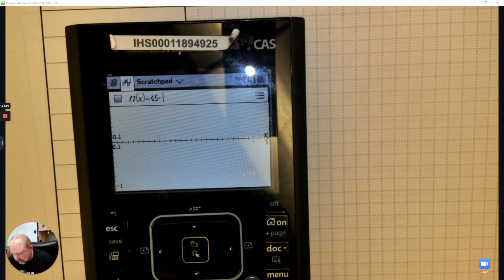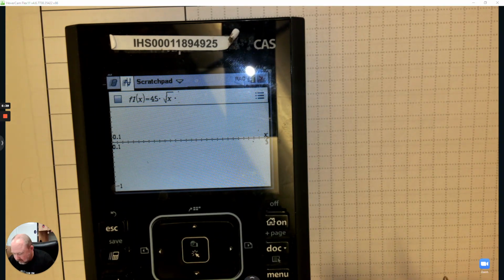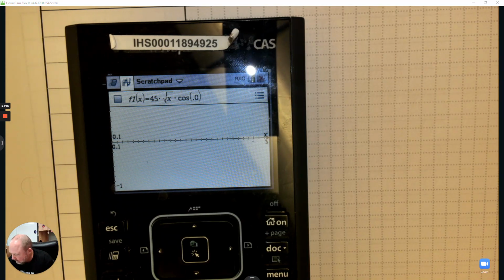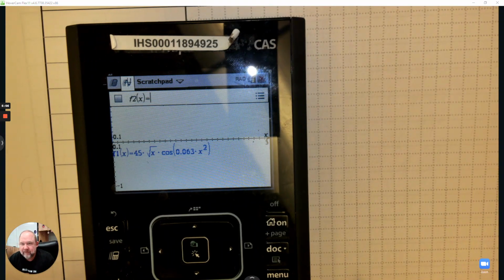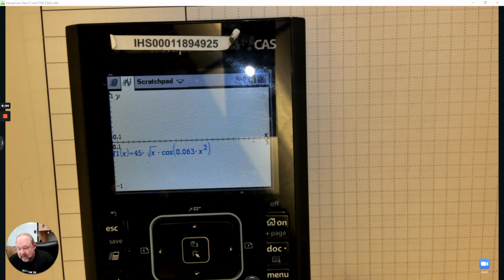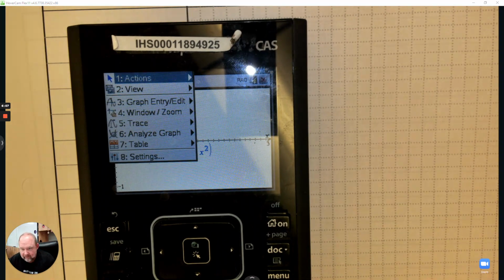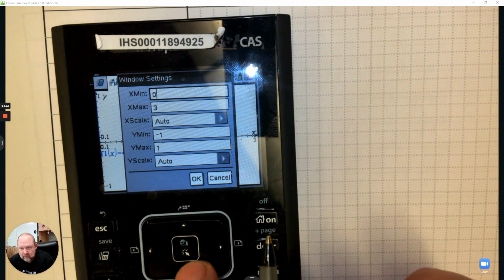45 times the square root of x times cosine, and it's 0.063 x squared. Make sure I type it in right. Now we're going to change the window in a moment. I'm going to press tab, and I'm just going to do the horizontal line of 60. I want to know when it's above that line. And now I'm going to change the window. So we're going to go to the graph, or the window, I'm sorry, and then the window settings. And so we're going from 0 to 4.